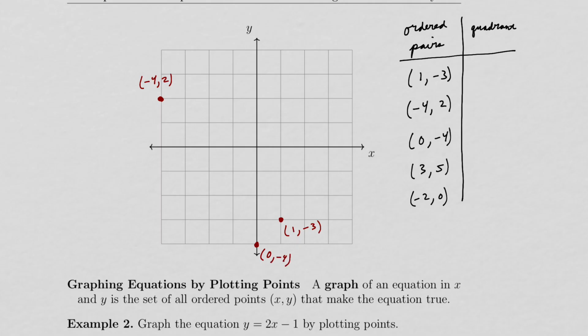And then I have 3, 5. So I need to start at the origin, go 3 to the right, and then up 5. Actually, I didn't do a large enough grid line here, but it'll be somewhere right here. So 3, 5 will be right here, basically. And then finally, -2, 0. So now I'm going to start at the origin. I need to move to the left 2, but then nothing on the y, right? So I'm going to stay on the x-axis. So that'll be right here.